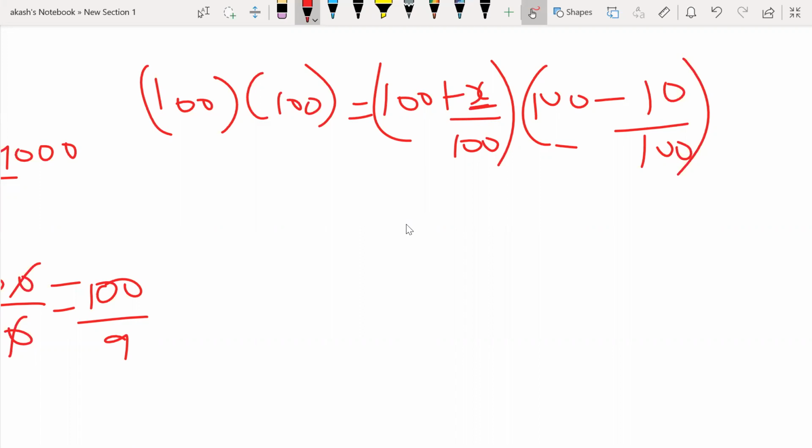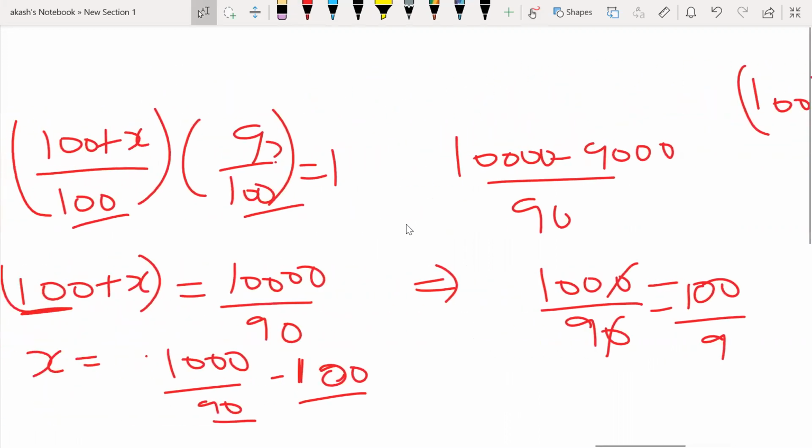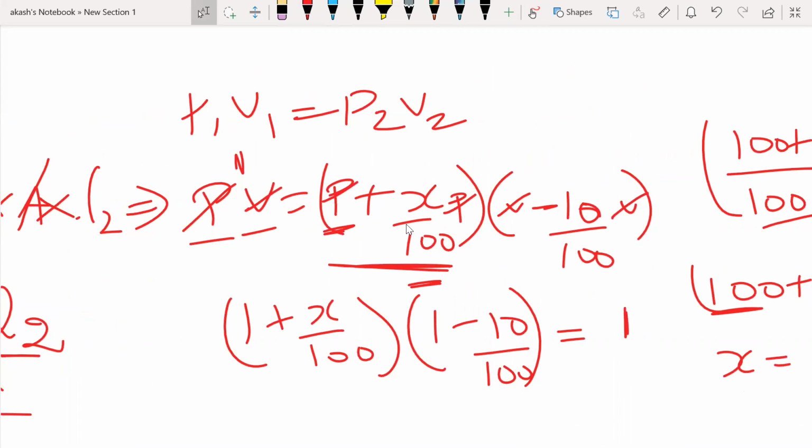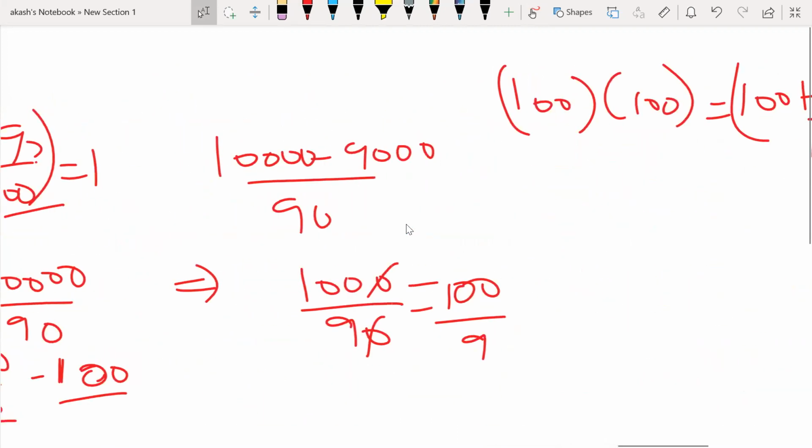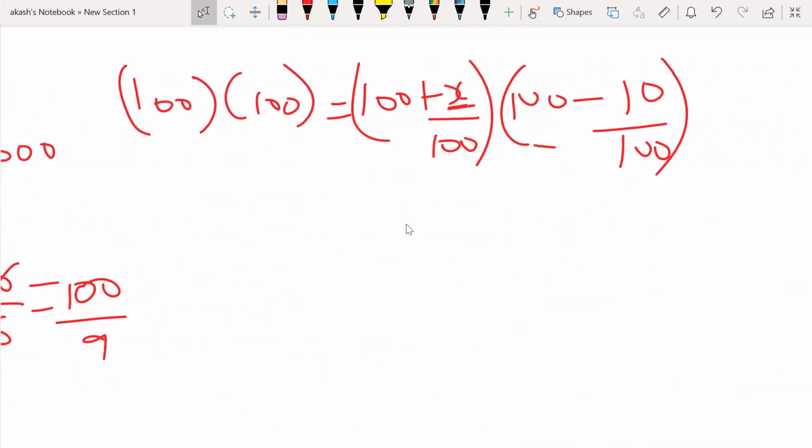Okay. Anyways, right. So hope you understand. It's just simple mathematics what I did here, using P1 V1 equal to P2 V2, and the percentages you have to add for pressure and subtract for volume. That's it. Right. Okay. Now 10th question, guys, quickly.